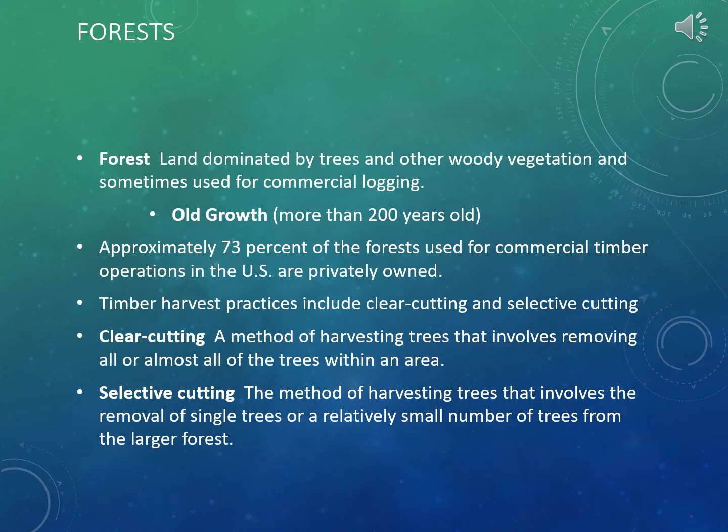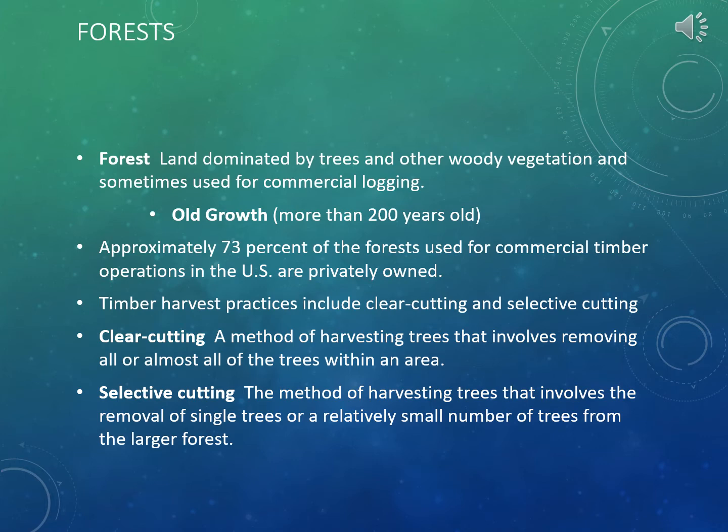In the United States, approximately 73% of the forests that are used for commercial timber are privately owned. And this is because they have been bought from the federal government or they have been designed as tree farms. There are multiple timber harvesting practices, but they typically fall into two categories: clear cutting and selective cutting. The big difference is whether we're removing everything or whether we're being very particular about the trees that we remove.